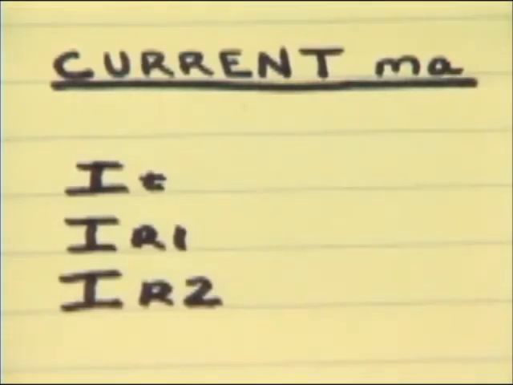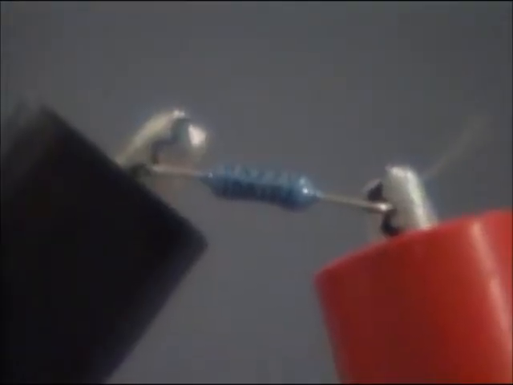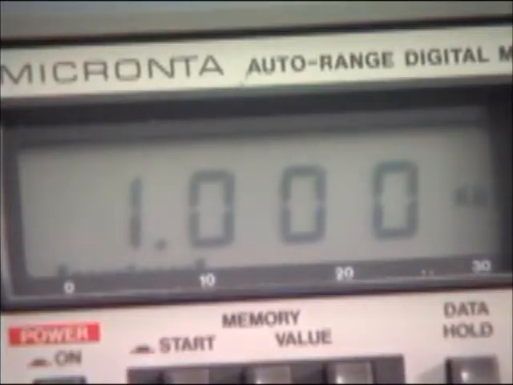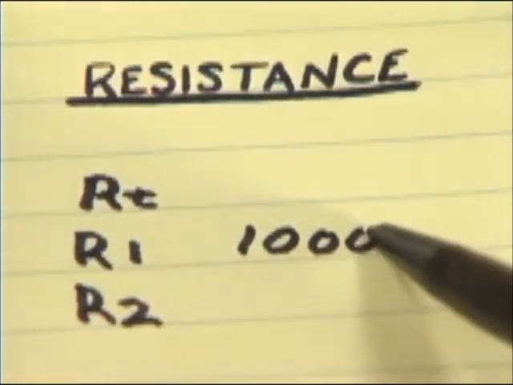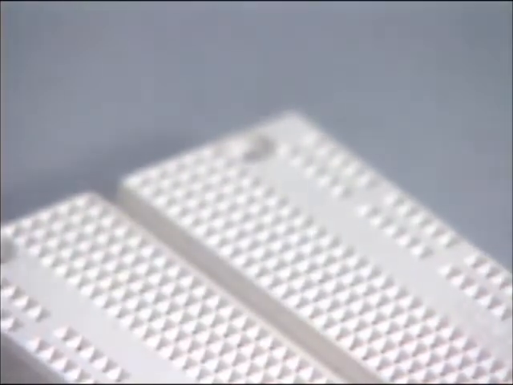Under the column for current, list IT for total current, IR1 for the first branch current, and IR2 for the second branch current. Under the column for resistance, list RT for total resistance, R1 for the resistance of the first branch, and R2 for the resistance of the second branch. Next, using a digital ohmmeter, verify the value of the first resistor to make sure it's within tolerance. The meter reads 1,000 ohms, which is the nominal value. Record this for R1.